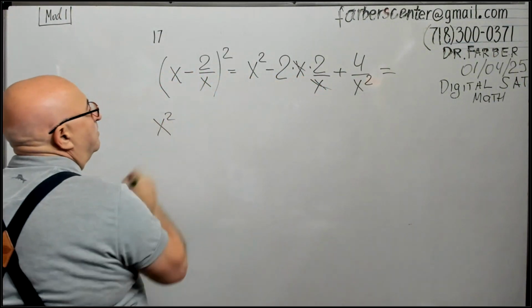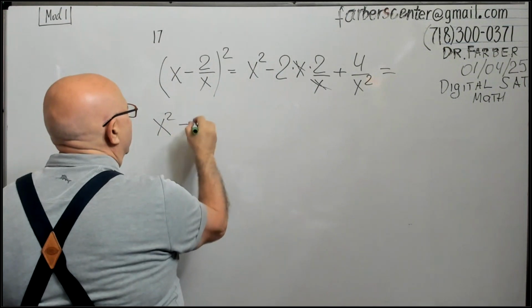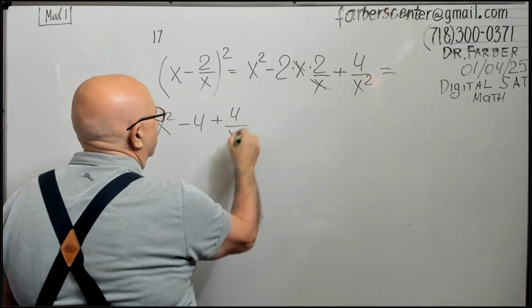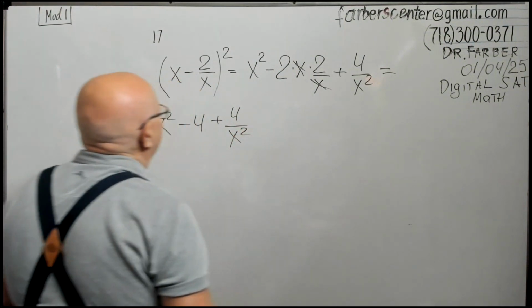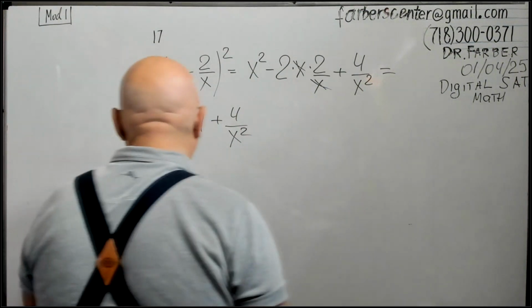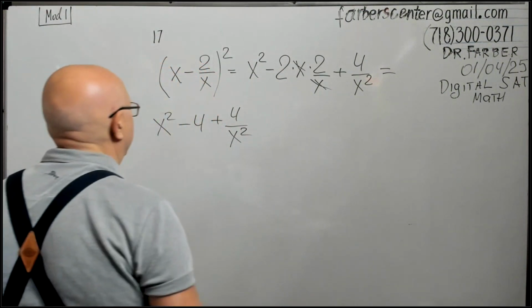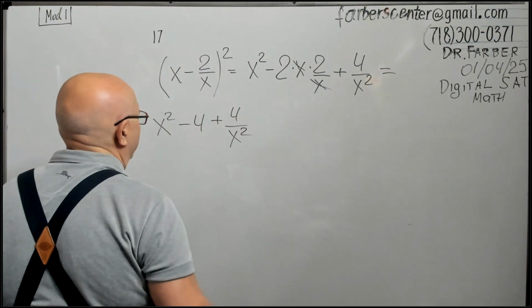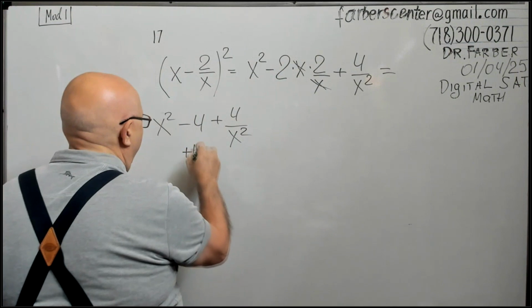x squared minus 4 plus 4 over x squared. Look into the multiple choice. If I look at the multiple choice, it's straightforward. I want to change the sign. How? Instead of negative 4, I add plus 4 and minus 4.